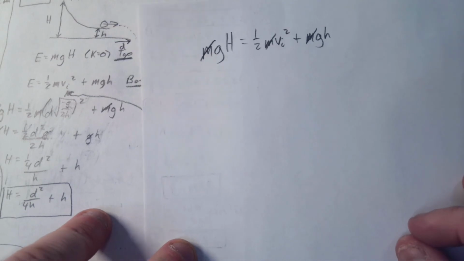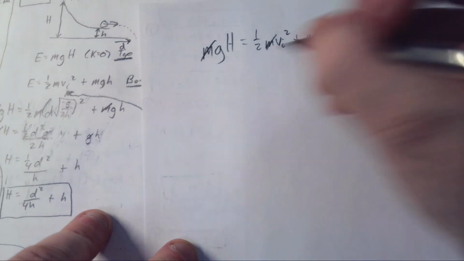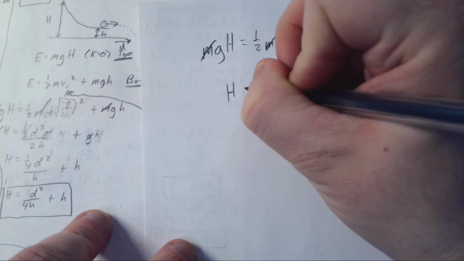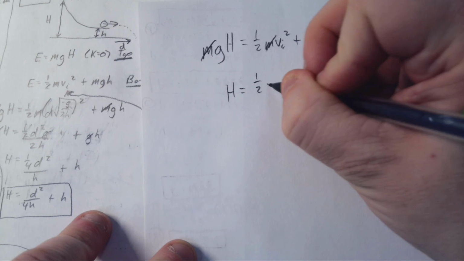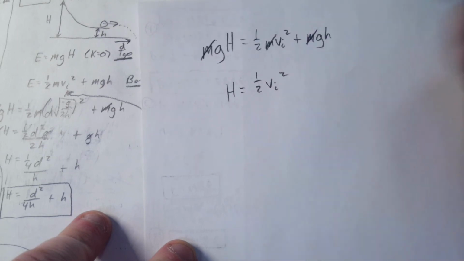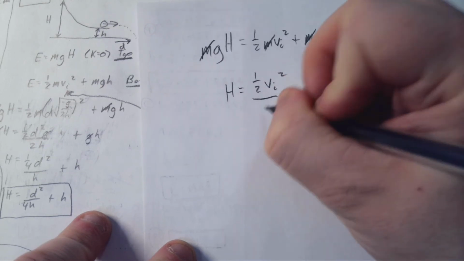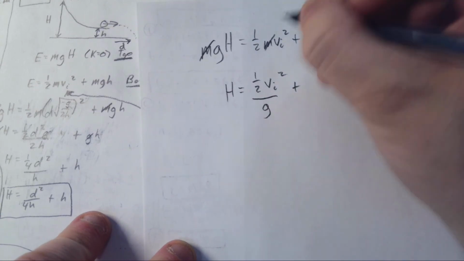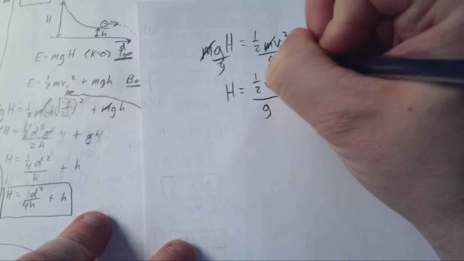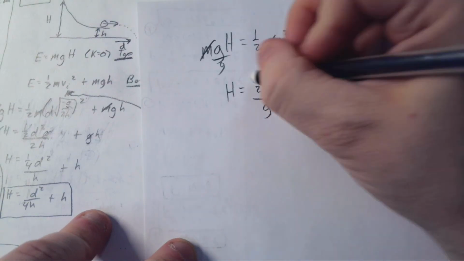I'm going to go ahead and rearrange the equation real quick. So to solve for H, it's not this symbol. There's a lot more work we have to do. But it's 1/2 v_i squared over g, because you divide both sides by g. Let me do it this way, sorry.